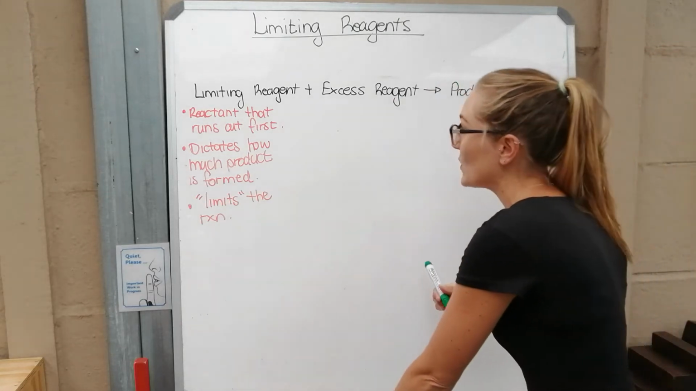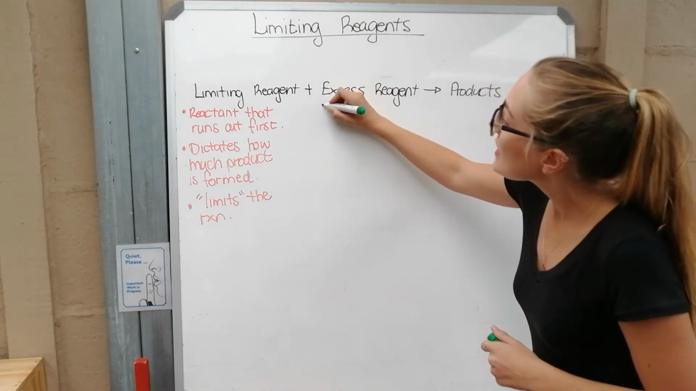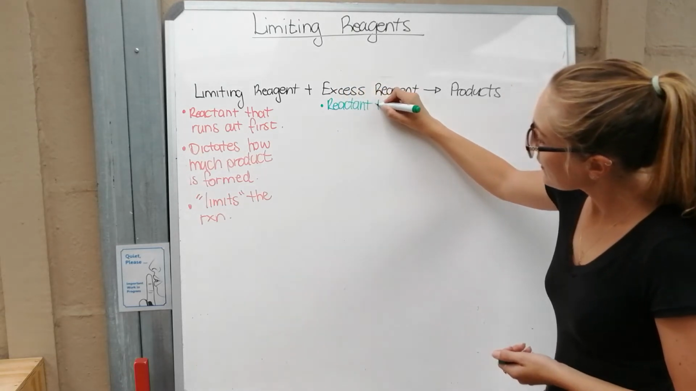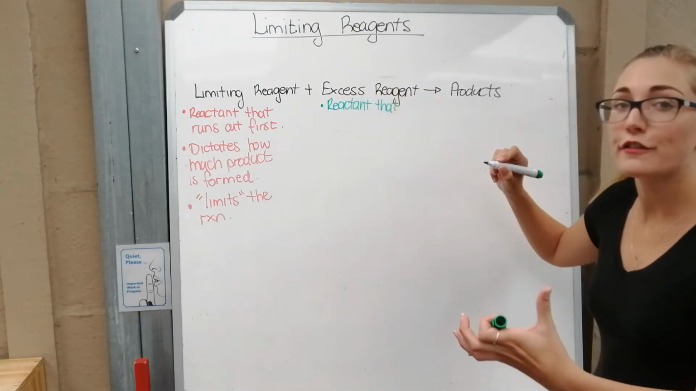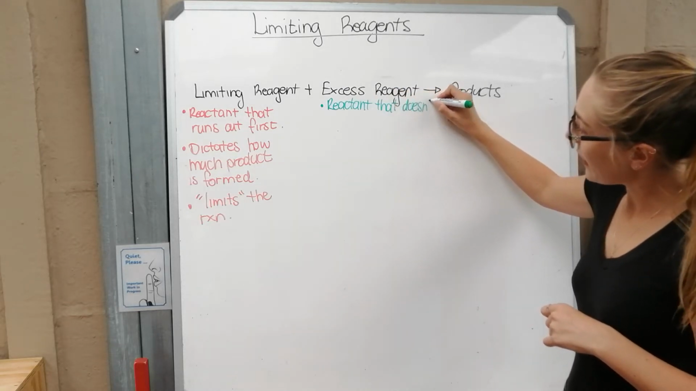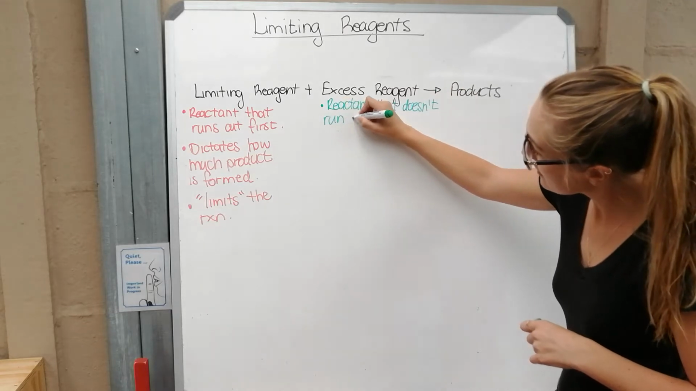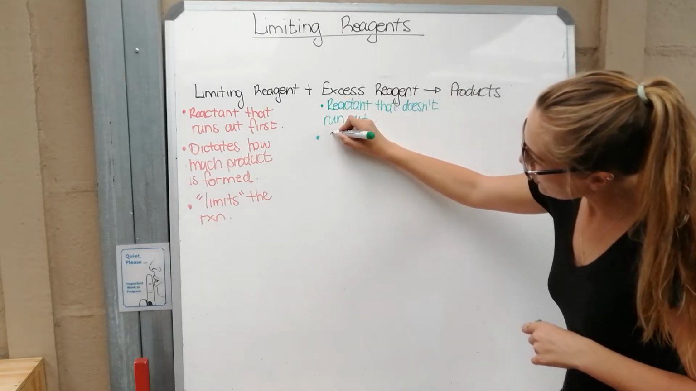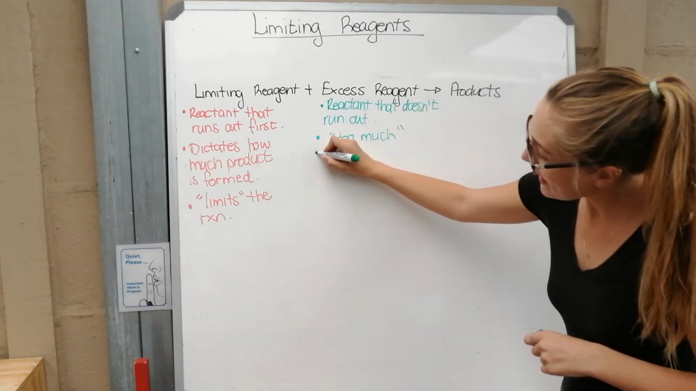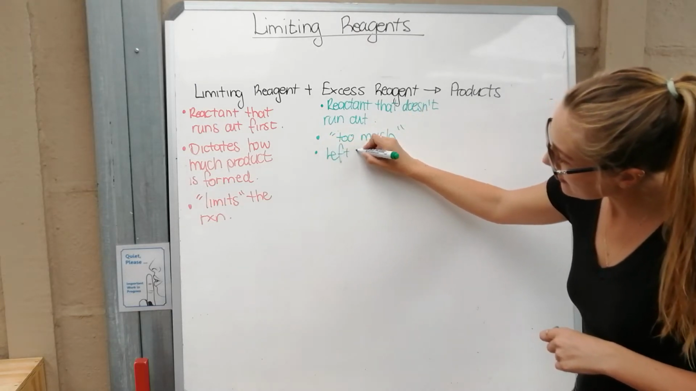Okay, on to the next one, your excess reagent. This is your reactant that doesn't run out, basically. Okay, it's the one that you have enough of, and not just enough, you've got too much of it. Okay, so this is the one that doesn't run out. Okay, you've got too much of it, and there will be some left over at the end.